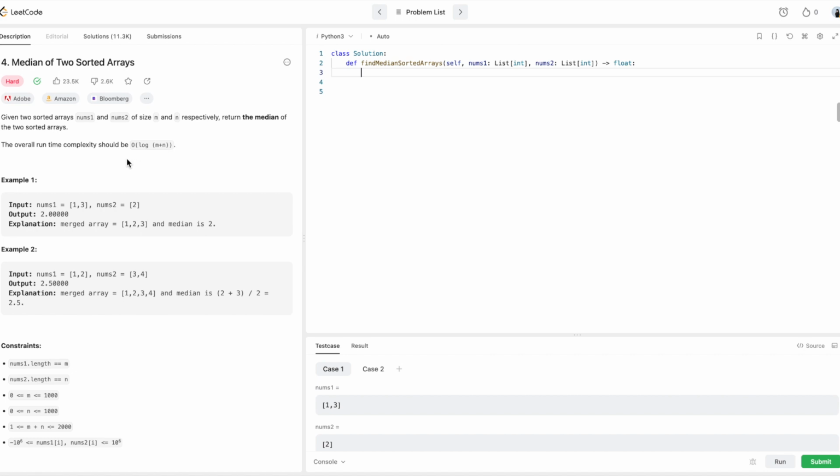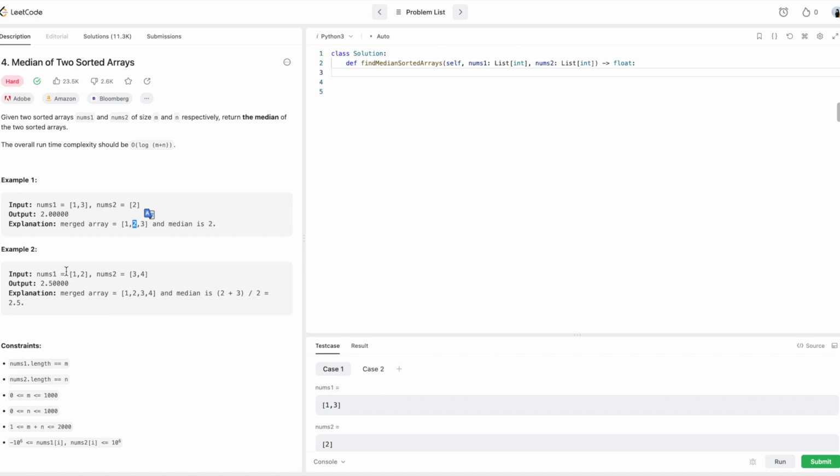Let's look at example 1. nums1 equals 1 and 3, nums2 equals 2. So the combined nums1 and nums2 would be 1, 2, 3. And since the length of this is odd, we just take the middle number for the median, which is 2.